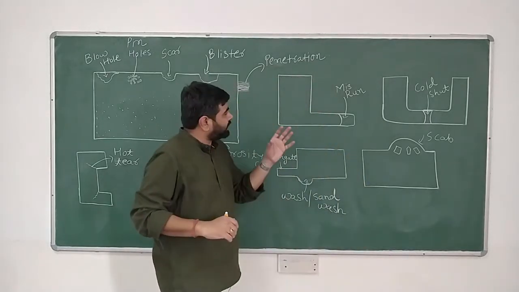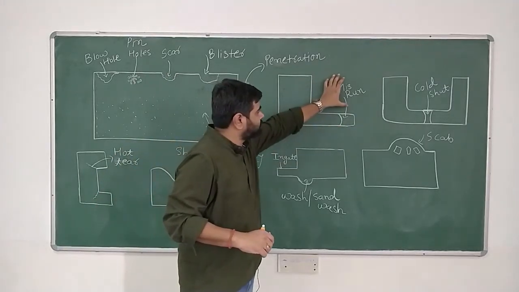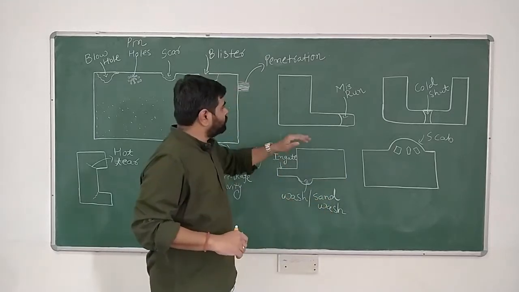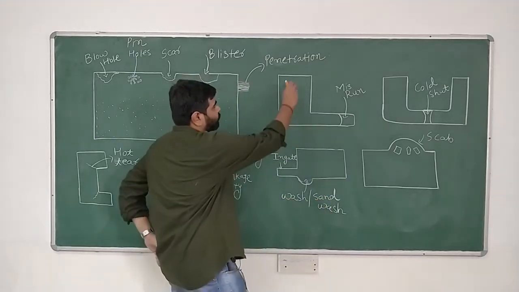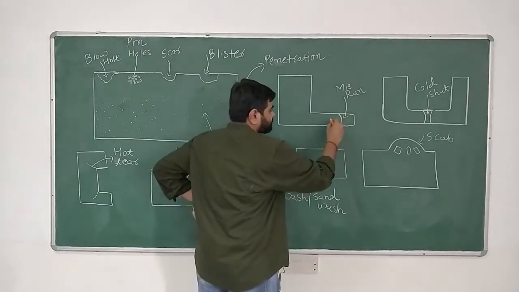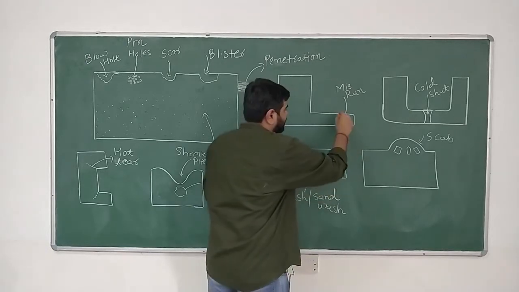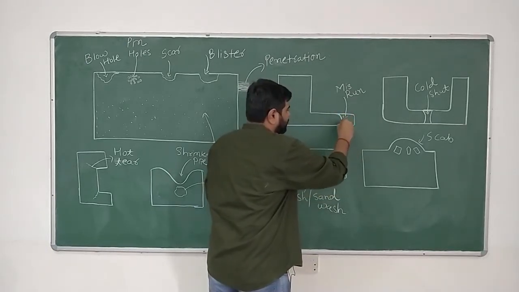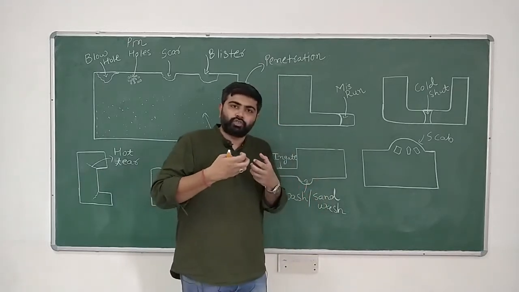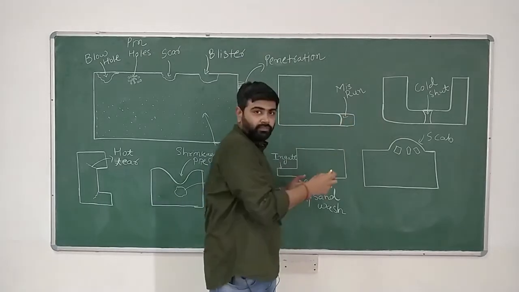Now when we talk about the second set of defects, the first one is a misrun, and the second is called a cold shut. So what is a misrun? Whenever we are pouring liquid metal into the mold cavity, the liquid metal is not able to fill the complete mold. It reaches one point, and then because of lack of fluidity, it has lost the degree of superheat. It reaches one point, and then the liquid metal solidifies.